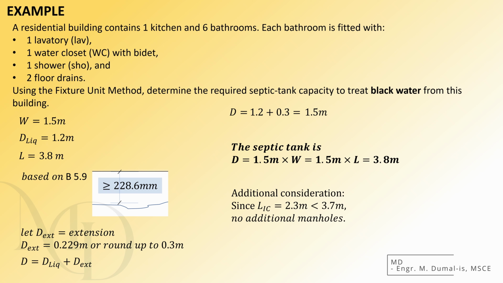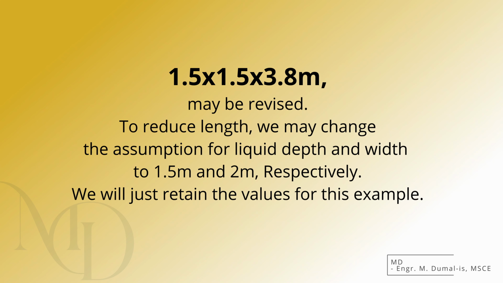Finally, if we go beyond the computation requirement and consider the length of the inlet compartment, the value is 2.5 meters. Since this is less than 3.7 meters, no additional manholes are required. The design result of 1.5 by 1.5 by 3.8 meters might seem a bit impractical for actual construction, especially the length. In a real project, we could further refine this by adjusting some of the parameters, especially the width and the liquid depth of the septic tank. For instance, setting the width to 2 meters and the liquid depth to 1.5 meters would help shorten the overall length. For this example, though, we'll keep it as is.